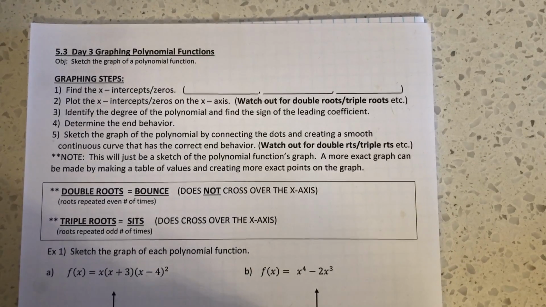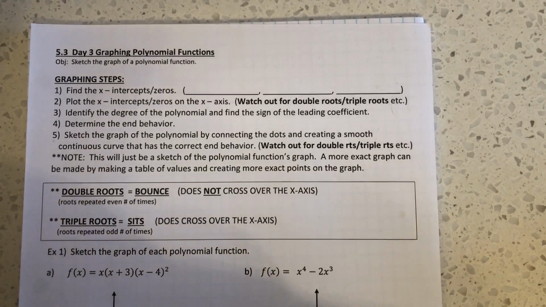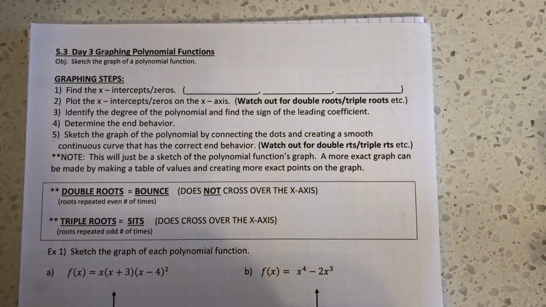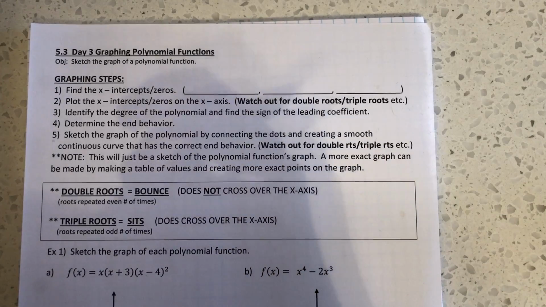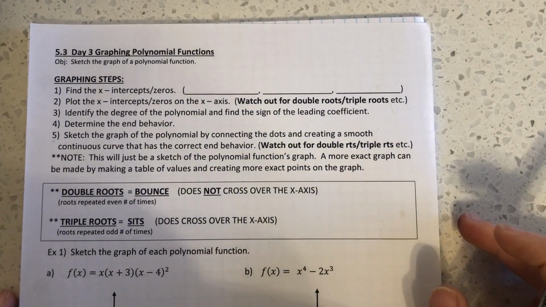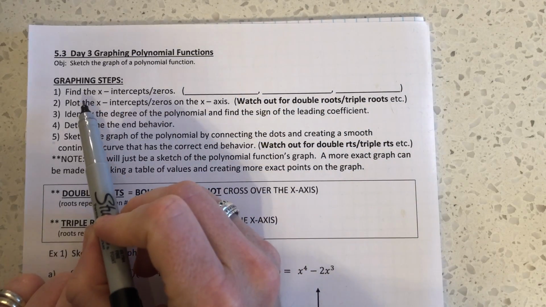We're still graphing polynomial functions. I have to show you guys a couple of things that can happen when you get a certain type of x-intercept or a certain type of root or answer to a problem. You haven't seen it yet on any of the other examples, so I need you guys to be aware of this. All right, when we are graphing polynomial functions, these are the steps that we follow.